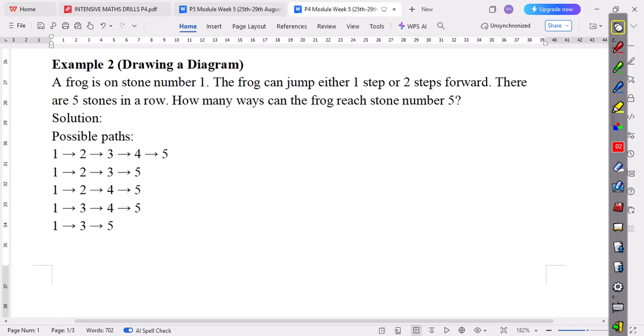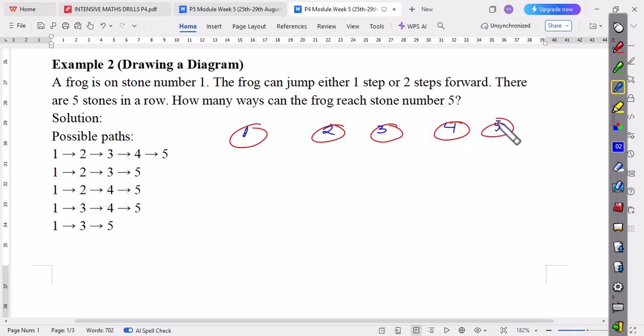A frog is on stone number 1. The frog can jump either one step or two steps forward. There are 5 stones in a row. How many ways can the frog reach stone number 5? So let's say we have 5 stones here: 1, 2, 3, 4, 5.